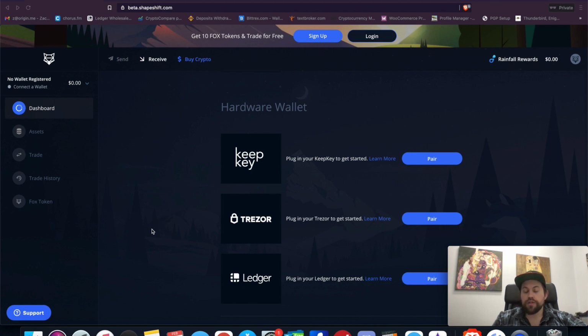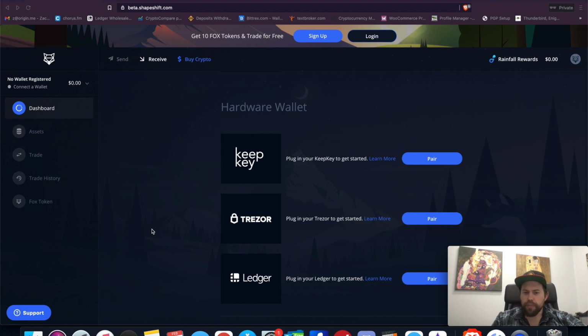Now, some of the questions I got in the past were, if I own a KeepKey, do I have to use ShapeShift or vice versa? This is the platform for you to interface, meaning to send, receive, and manage your crypto, but you don't have to have a ShapeShift account in order to use your KeepKey. As it says here, I can sign up or log in, but I don't have to log in in order to send or receive my crypto on my KeepKey.